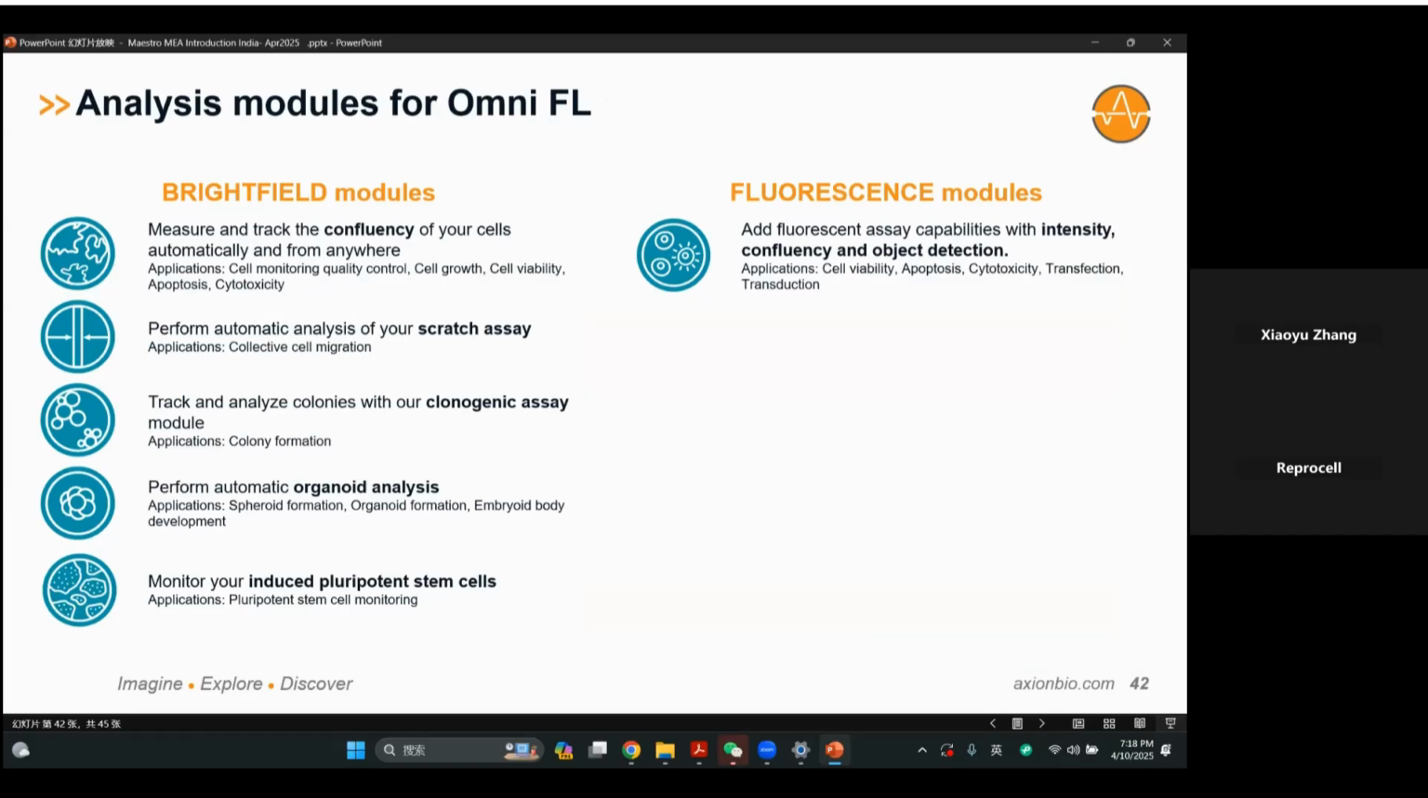They are the Confluence module. The Confluence module helps you to track cell growth or cell death in your experiments in bright field confluence. And there is also the fluorescence module. So we can get the fluorescence confluency, the intensity, and object detection. And there's also a scratch assay. We can investigate the progression of wound closure over time.